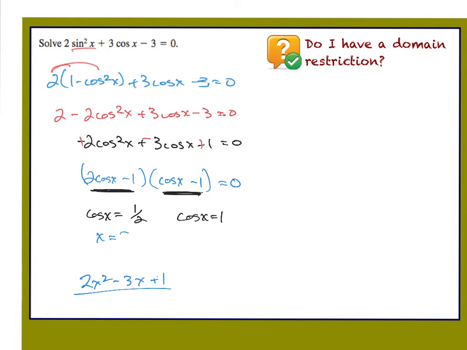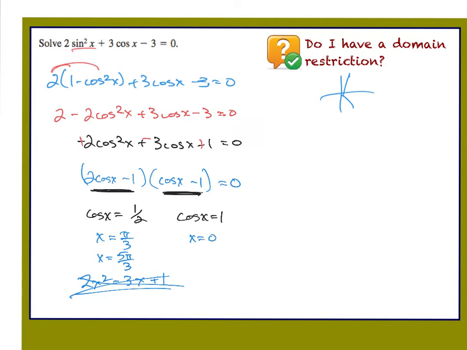Pi over 3 and 5 pi over 3. All right. So I get pi over 3 and 5 pi over 3 because cosine deals with the x. And then when does cosine equal 1? At 0 or 2 pi.